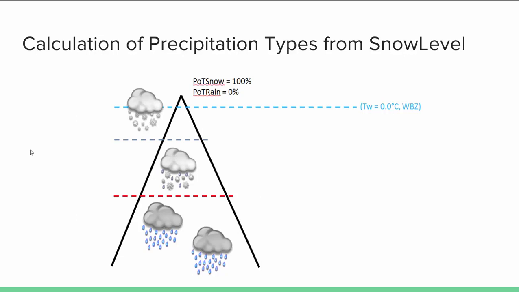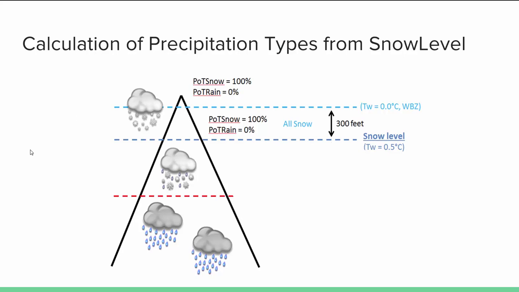The second blue line going down the mountain represents the snow level. Again, that wet bulb of 0.5 degrees Celsius. Here, and I should say above that snow level, it's still going to be all snow. 100% probability of snow, 0% probability of rain. Again, that's about a 300 feet distance between the two.